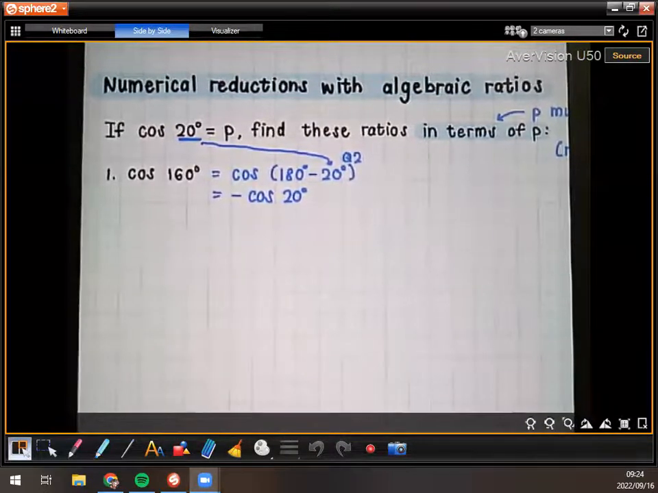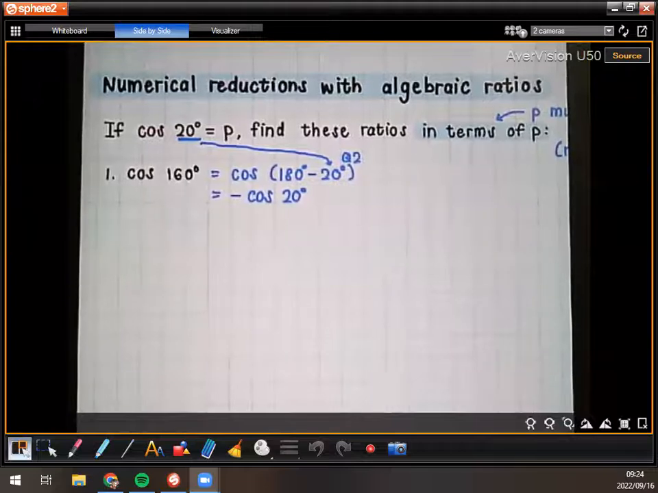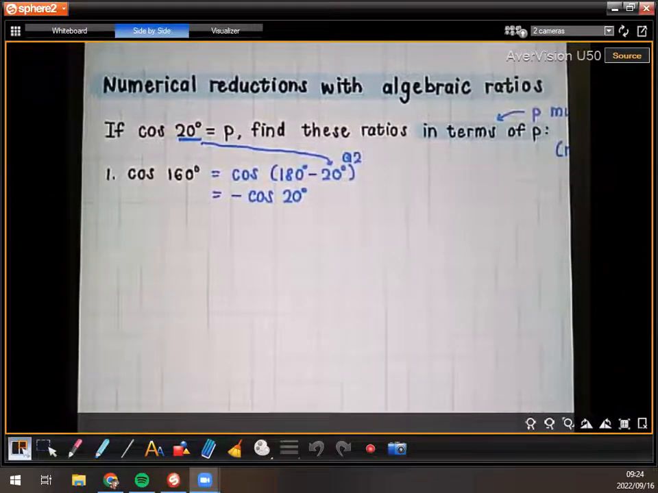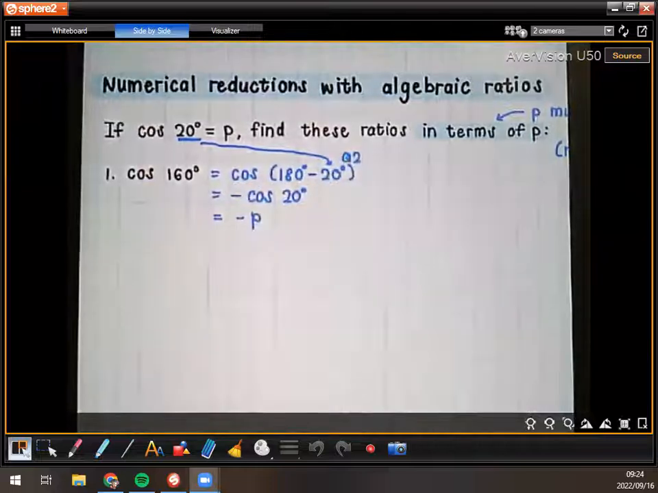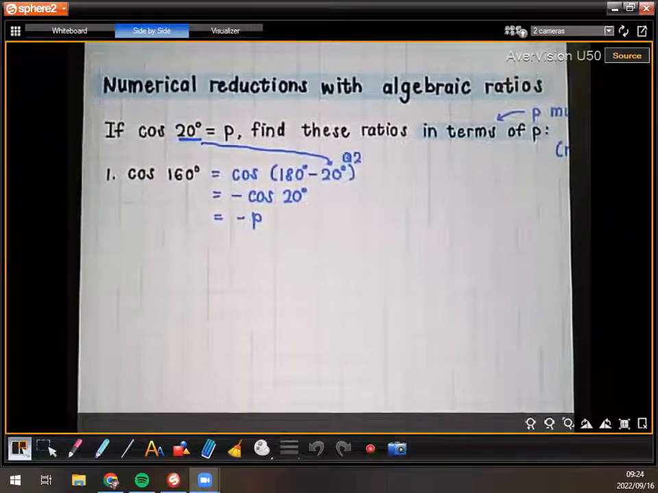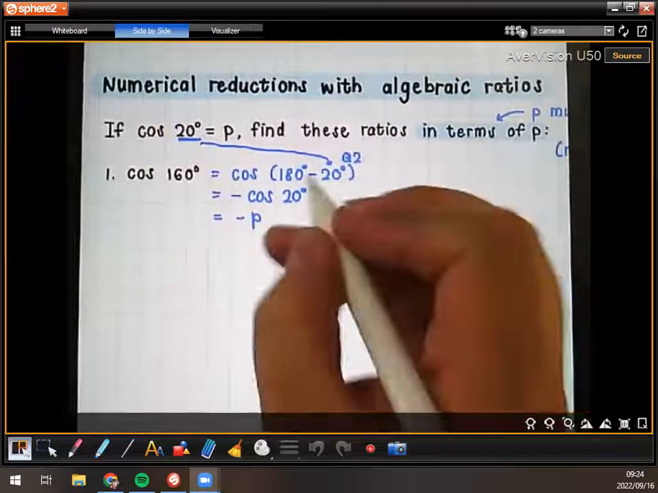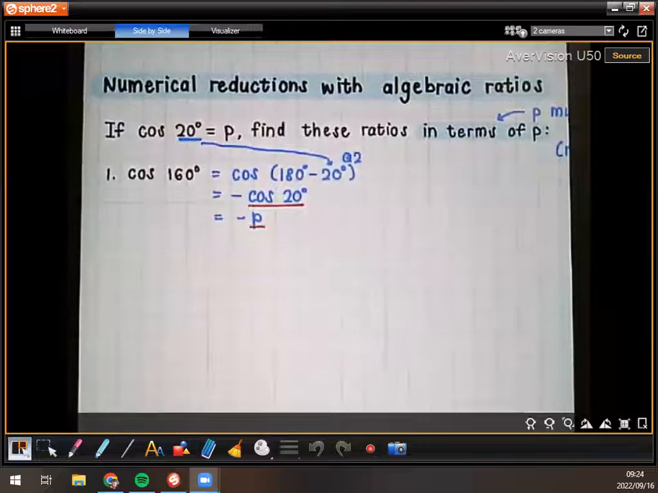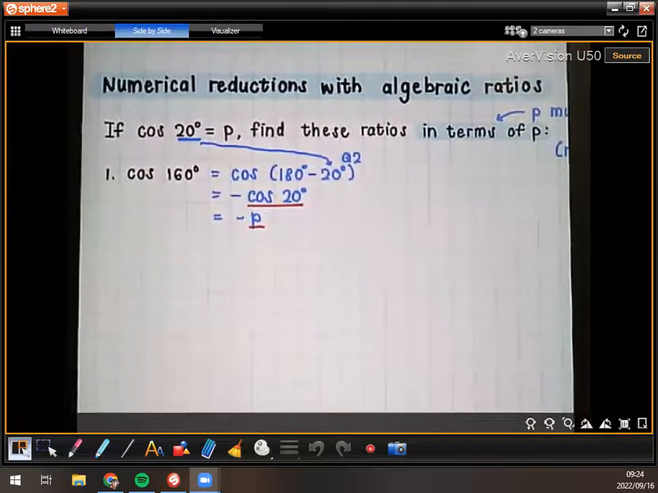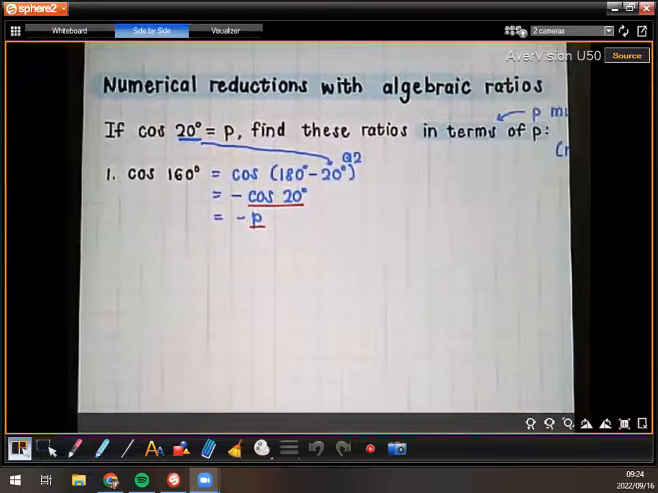Now if cos 20 is p, what's negative cos 20? Negative p. Not negative cos p, just negative p. All right? Cos 20 is p. So you replace the whole cos 20 with p in the answer. And that's it, guys. That is cos 160 in terms of p.